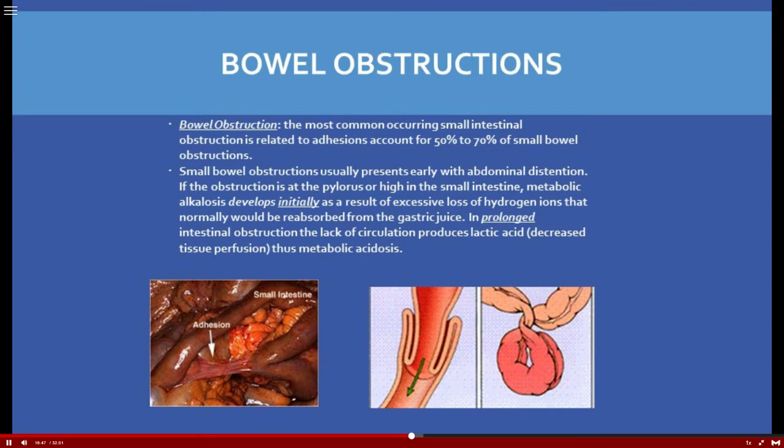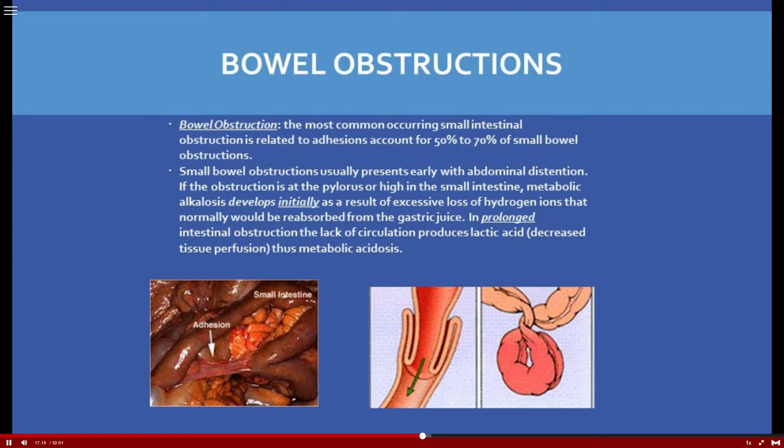So you definitely want to get that history and find out how many abdominal surgeries patients have had. And so it can certainly be a huge risk factor when you're talking about a bowel obstruction. So about 50 to 75% are caused by those. So small bowel obstructions, they usually present early with abdominal distension. That's why we're always looking at that abdomen, listening to those bowel sounds and so on.